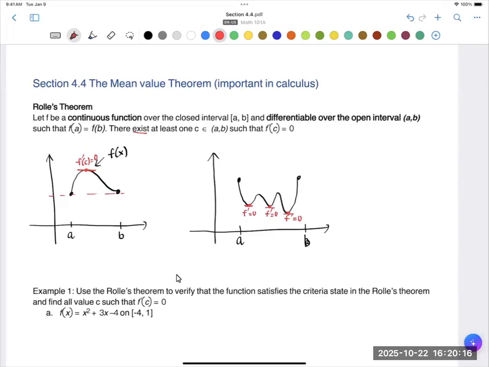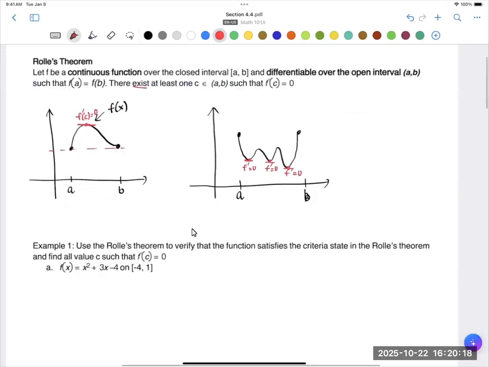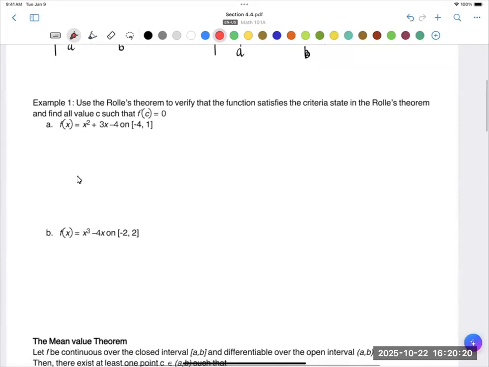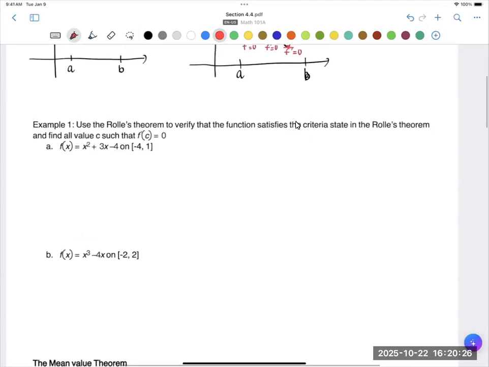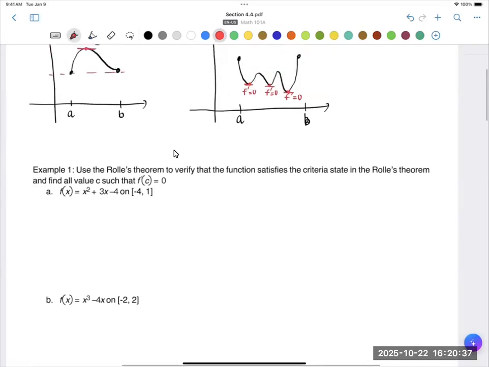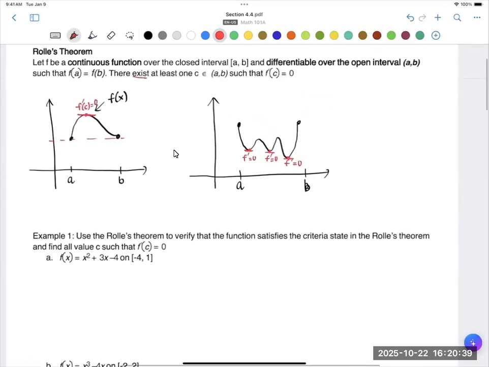So let's use Rolle's theorem to see if we can find the value. I have two problems. Use Rolle's theorem to verify that the function satisfies the criteria. So we need to check the conditions first. And then if they hold, we're going to find a c value such that f prime of c is equal to 0.